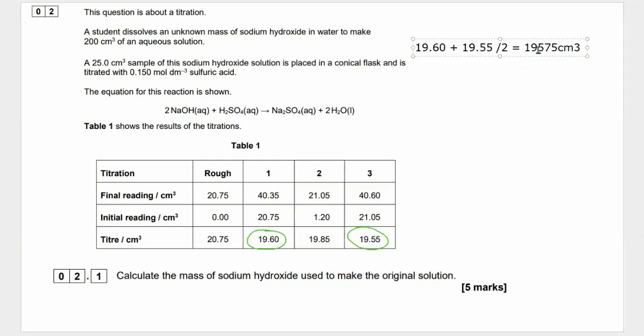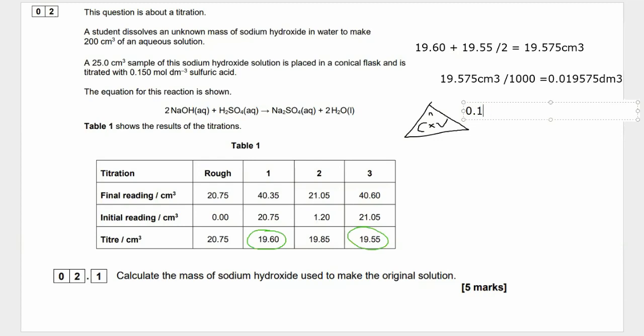Okay, so we've got to convert our mean titre into dm³. Volume in chemistry is always in dm³. Divide by 1,000, you get 0.019575 dm³ of sulfuric acid. Now we can find the moles if we use the equation moles equals concentration times volume. We know the concentration because it tells us in the question that the concentration of sulfuric acid is 0.150 mol/dm³. Let's times that by the mean titre, 0.019575, and we'll get our moles of sulfuric acid in the 25 cm³ sample.